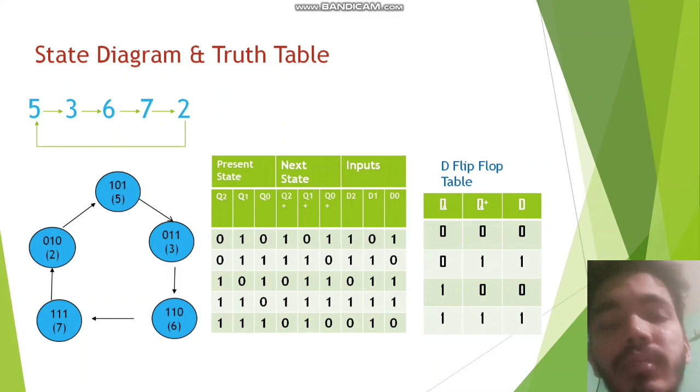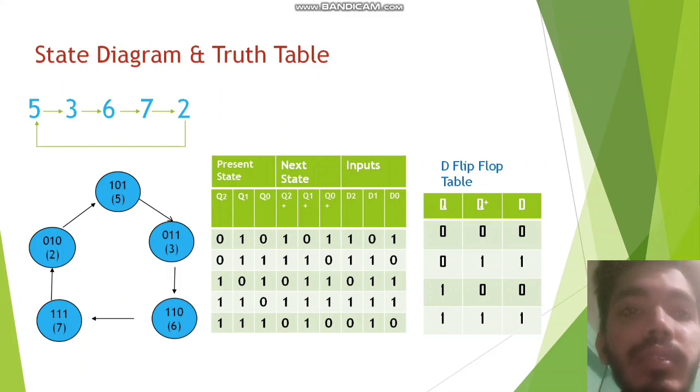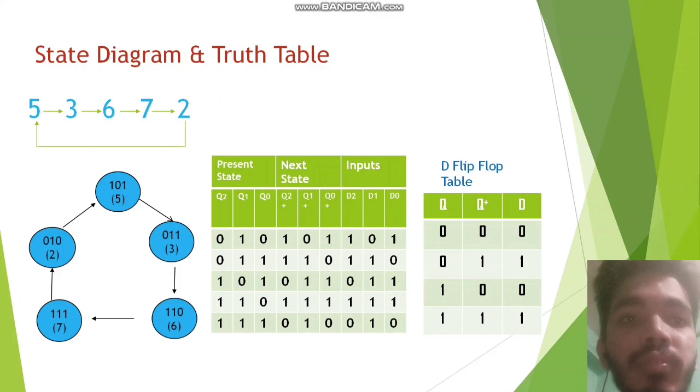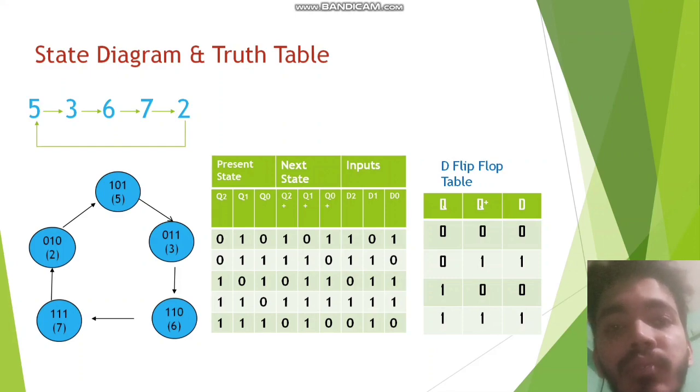For the irregular counter, the truth table has 3 parts: present state, next state, and input. The present states are q2, q1, and q0, and the next states are q2 plus, q1 plus, and q0 plus, and the inputs are d2, d1, and d0. Now we start with that. First we take the present states. The present states are the irregular counter numbers.